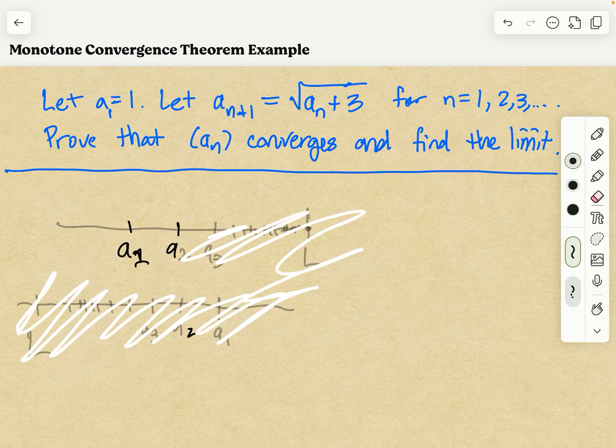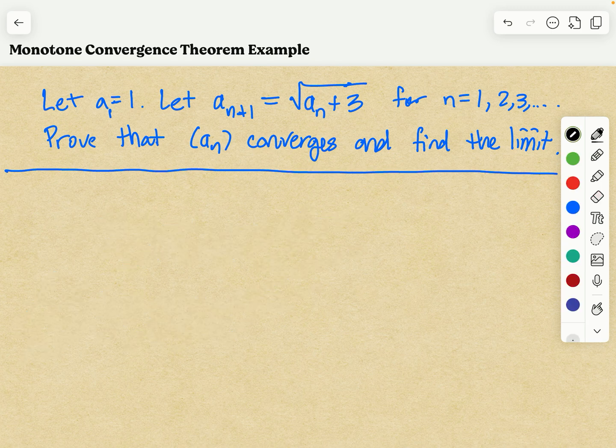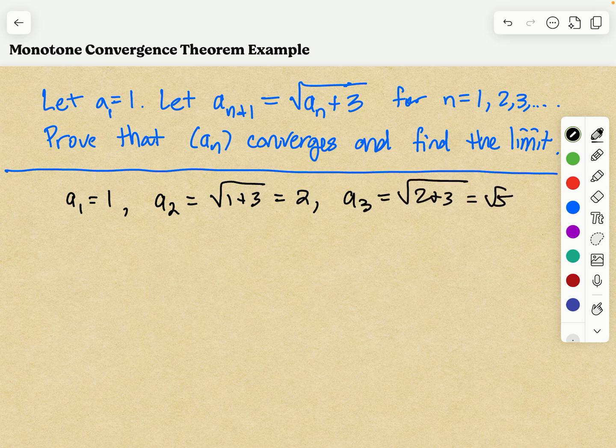Going back to the example that we have, let's try to apply the monotone convergence theorem. First we want to decide whether the sequence is increasing or decreasing. Then we'll prove that it's bounded, and then we'll prove that it is in fact increasing or decreasing. From testing some examples, a1 is 1. What do we get for a2? Square root of 1 plus 3 is 2. Then when we try a3, we get the square root of 2 plus 3, which is the square root of 5. So it looks like it's increasing. But we have to prove it.